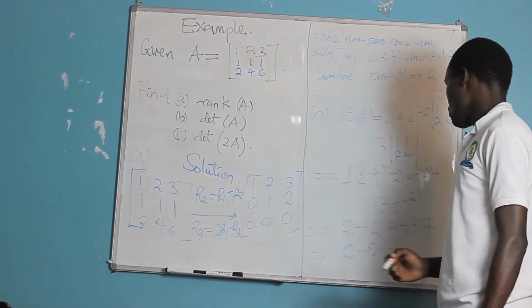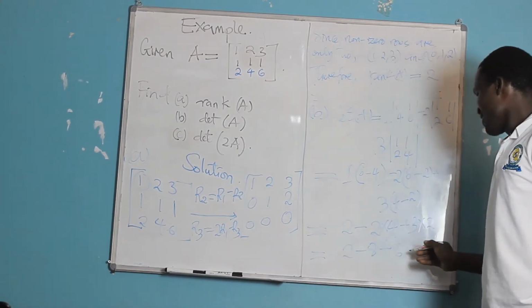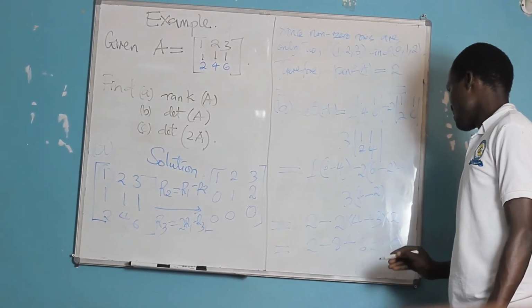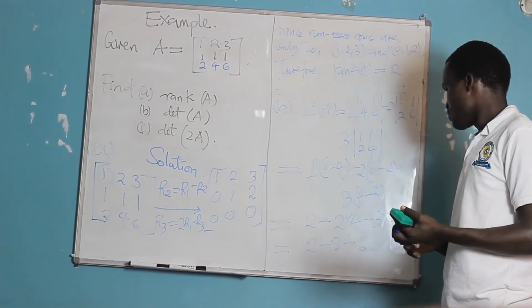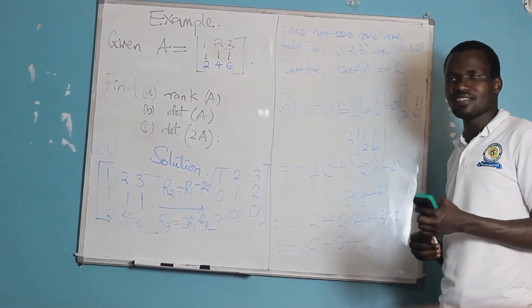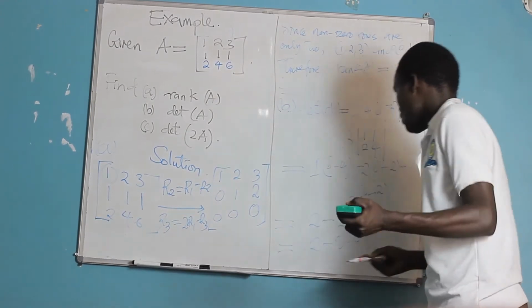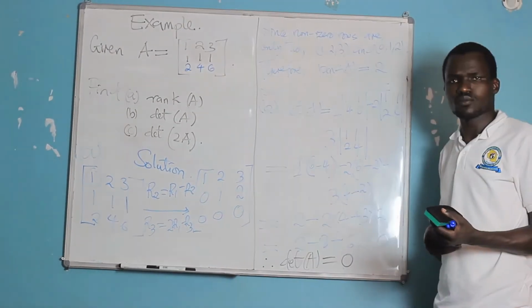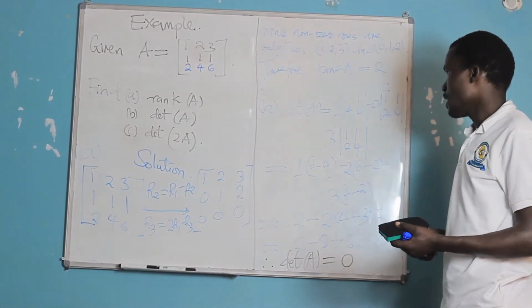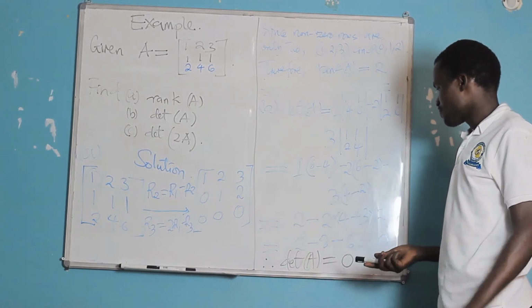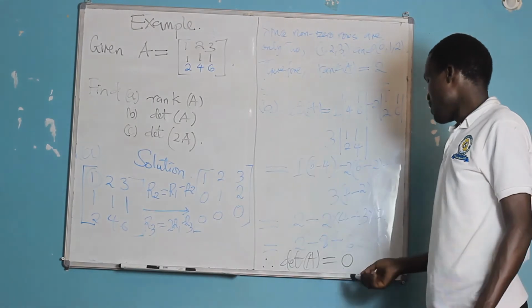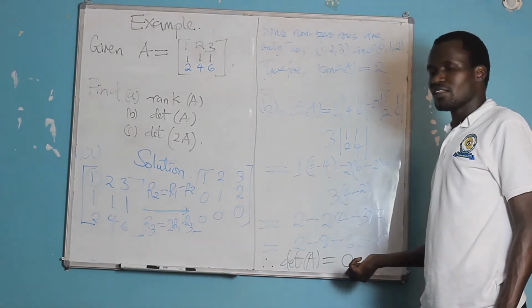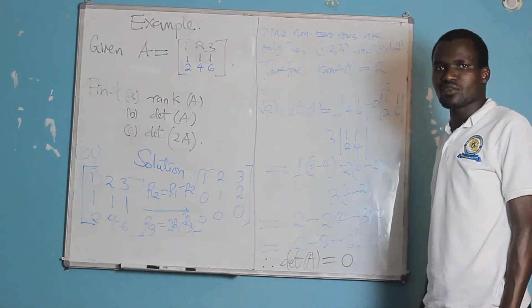If you add these, it gives us 0. So the determinant here is 0. So therefore, after computing the determinant of the matrix A, we have obtained that the determinant of A is 0.